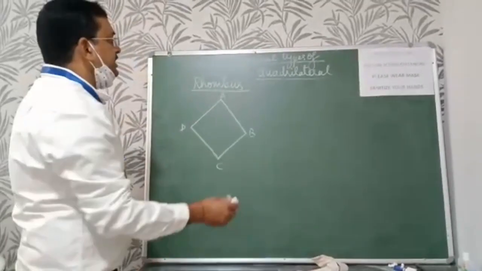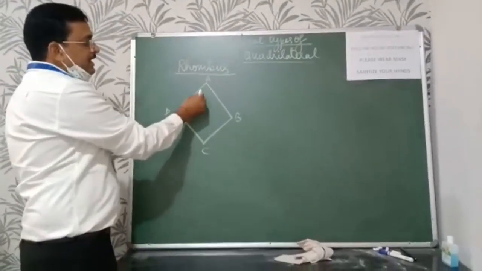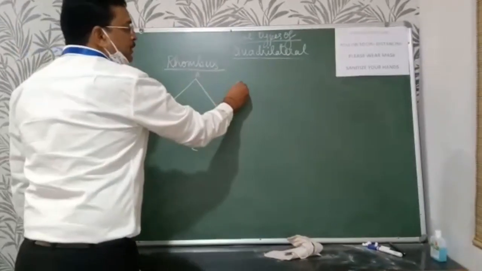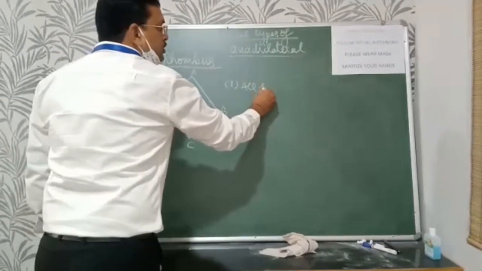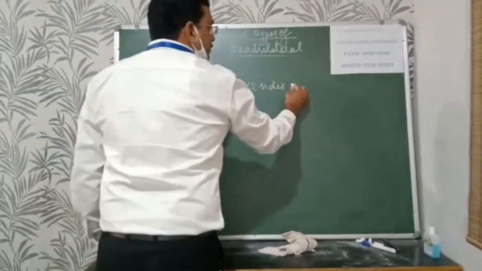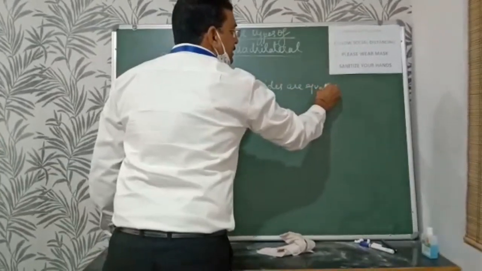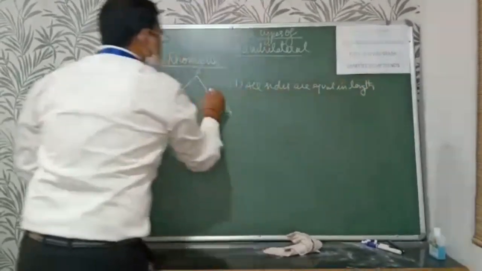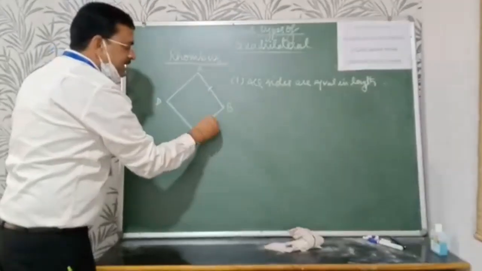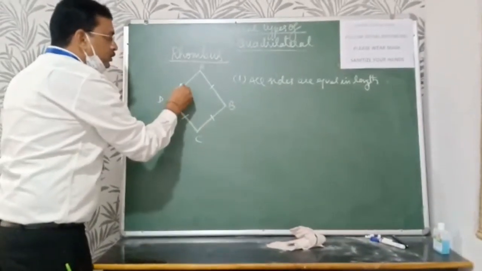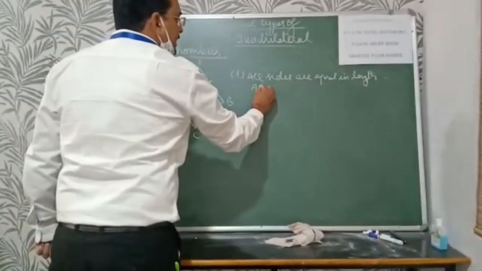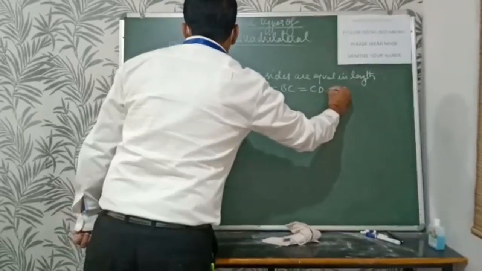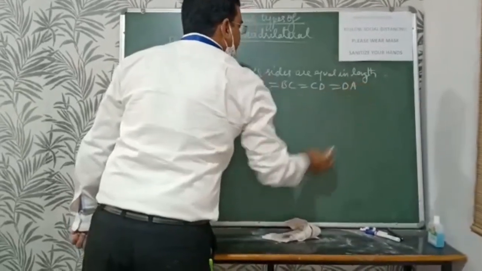Now students, we are discussing the properties of a rhombus. Here ABCD is a rhombus. According to the first property of a rhombus, all sides are equal in length. It means AB is equal to BC is equal to CD is equal to DA. So we can write here AB is equal to BC is equal to CD is equal to DA.